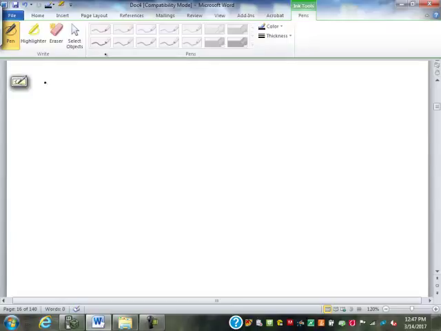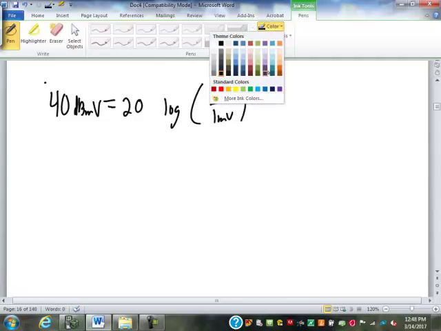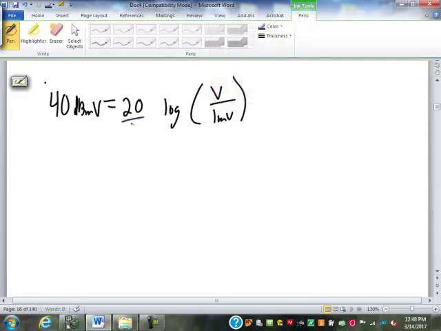Number 11, the signal level in millivolts for an antenna with a power of 40 dBmV. So we're told that we have 40 dBmV here. That equals 20 times the log of, we are looking for the signal level, so it's voltage over 1 millivolt. So we're going to divide by 20 here. So 2 equals log of V over 1 millivolt.